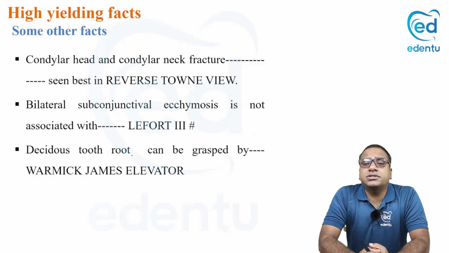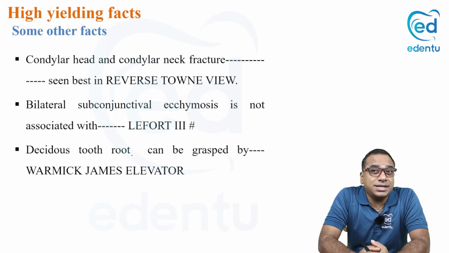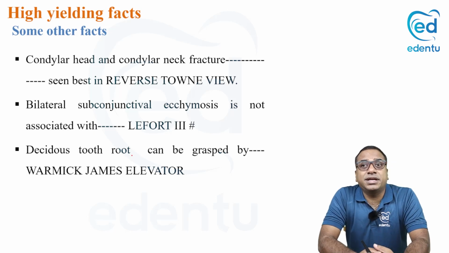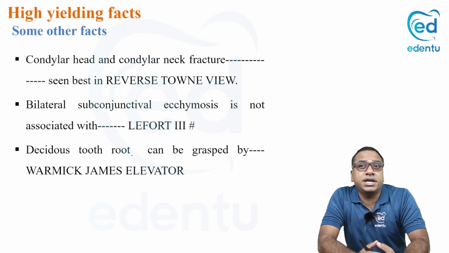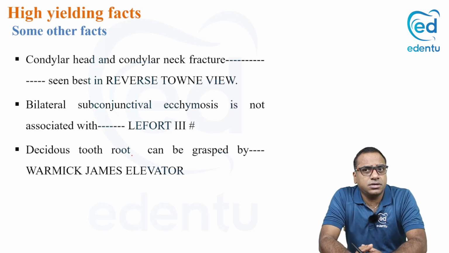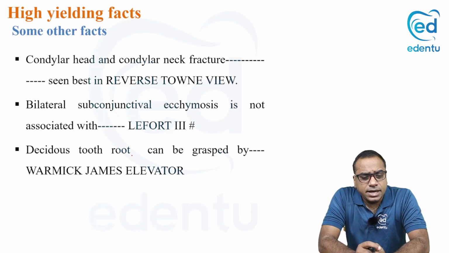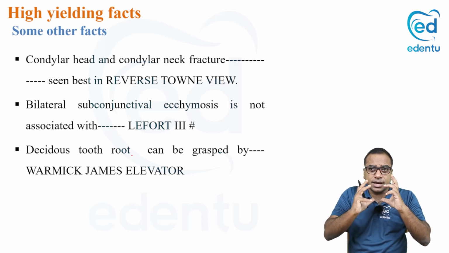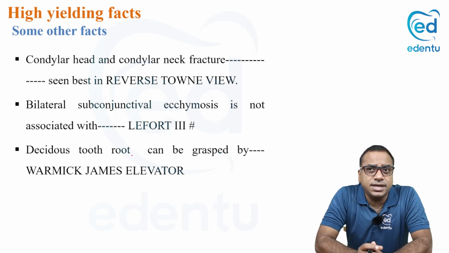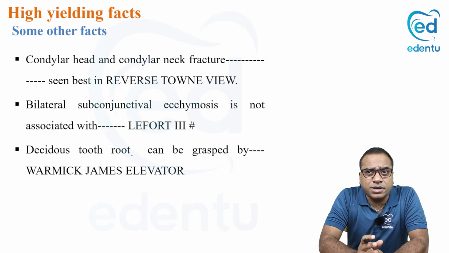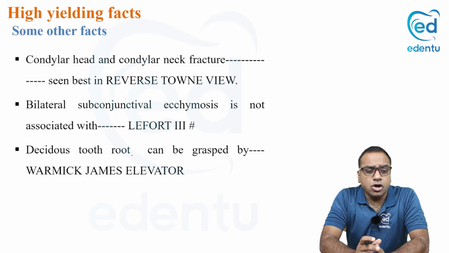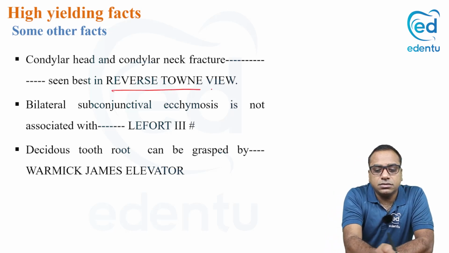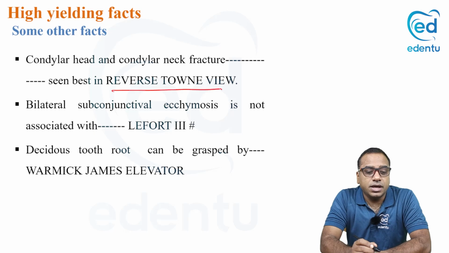And some other facts. Nerve injuries, the classification was given by Sunderland. Seddon and Sunderland classification for nerve injuries, you should know that. Next, condylar head and condylar neck fracture. Whenever fractures are there, in which imaging process can you visualize the anatomical structures? Condylar head and condylar neck fracture is best viewed in reverse Towne's view.